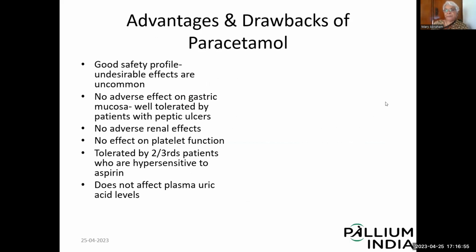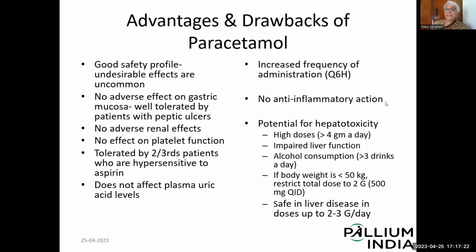Now, what are the advantages of paracetamol? It has a good side effect profile, like I mentioned, because it acts on the central cyclooxygenase. It has no adverse effect on gastric mucosa, is well tolerated by patients with peptic ulcer, has no adverse renal effects, and no effect on platelet function, so it does not cause bleeding problems. It is tolerated by those who are hypersensitive to aspirin, and it does not affect the plasma uric acid. But the drawbacks are that it has to be given every 6 hours, it has no anti-inflammatory effect, and there is a potential of hepatotoxicity.